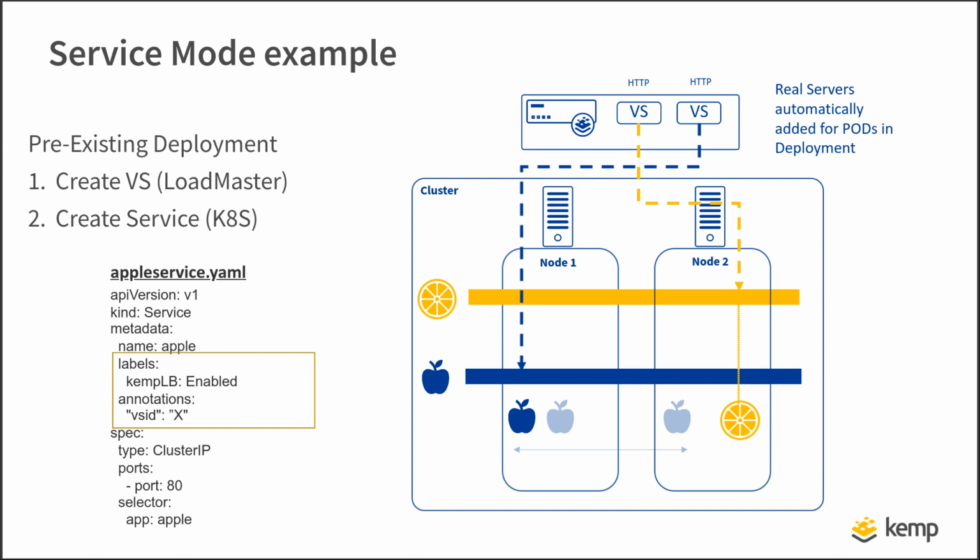The elements outside of the box are your typical service definition that pretty much all services would have in Kubernetes. And then what's highlighted are the two aspects that you would need. When you create the VS on the LoadMaster, you would note the ID, and then within the service definition, you need the label saying Kemp LB is enabled, and then you need an annotation, which is the VS ID. Once that's added, the VS will automatically add the pods as real servers and scale and so on. I'll show that in a minute.